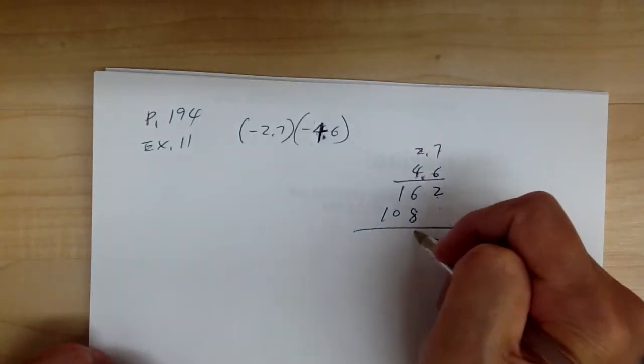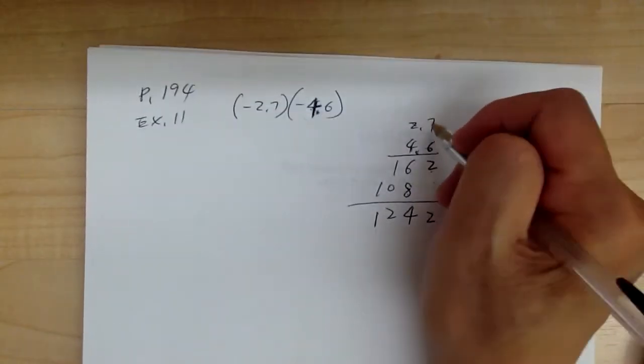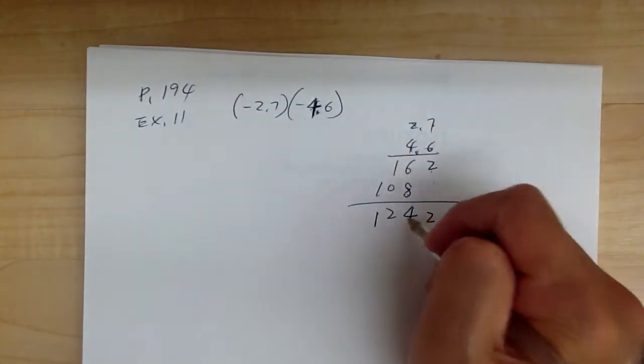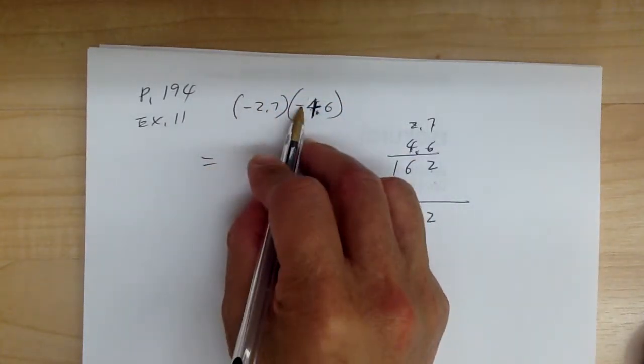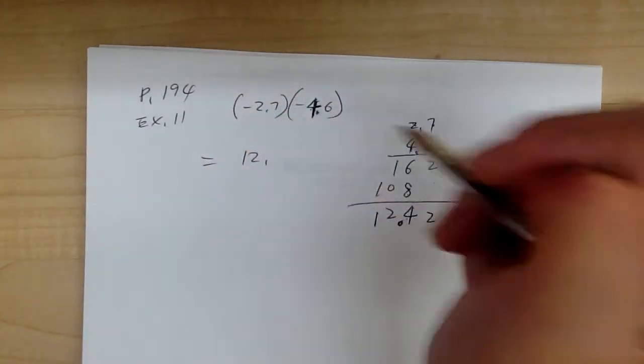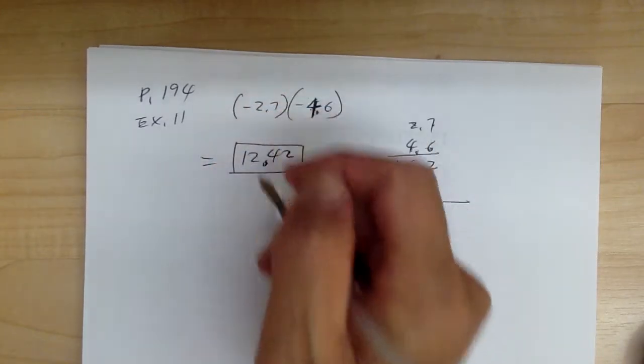So you're going to get 2. This would be 14, carry 1, so it would be 2 and 1. And there are 2 decimal places, 1, 2, so the decimal goes right over here. So this will equal, now negative times negative will give you positive. So the answer would be 12.42. Okay, so it would be 12.42.